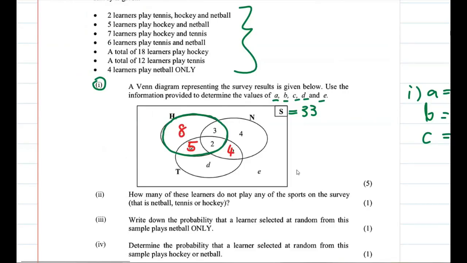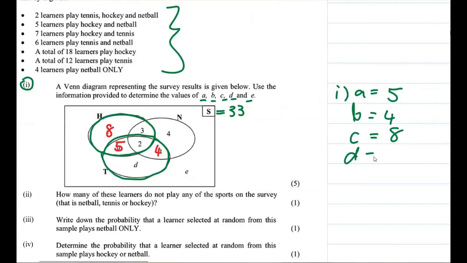Brilliant. And then they say a total of 12 learners play tennis. So tennis, that is this area. So what does that tell me about D? It's 12 minus 5 minus 2 minus 4, which gives you 1. That's 1. And then they say 4 learners play netball only.